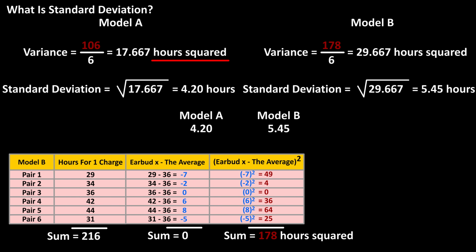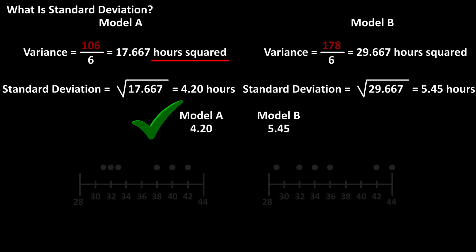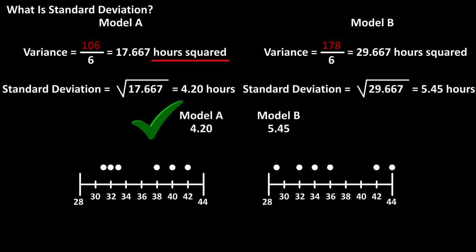What this means is that Model A's data points, as a whole, are much closer to its average than Model B's. So there's less variation for the average playtime in the earbuds of Model A. And here is a dot plot, which is a type of graph that shows this concept visually. As you can see, for the exact same number line, the points on the plot are not as scattered out for Model A. So based on the standard deviation, Model A would be the better, more consistent pair of earbuds to purchase.